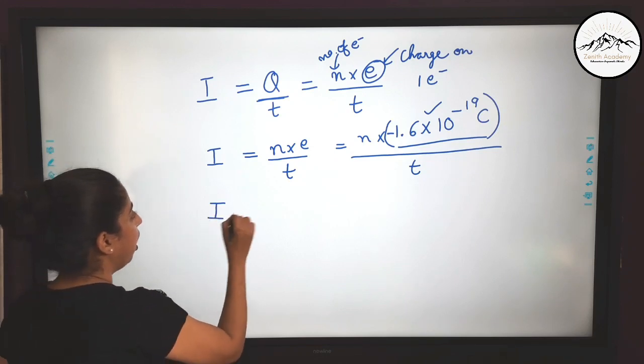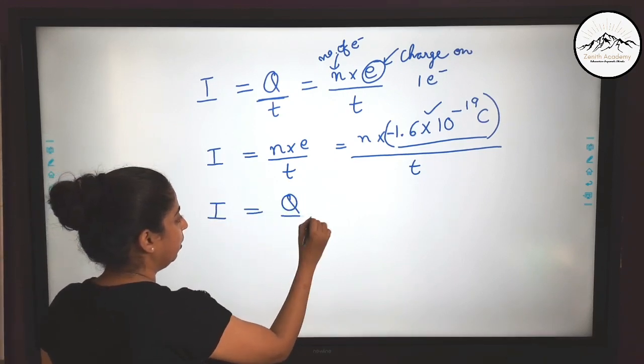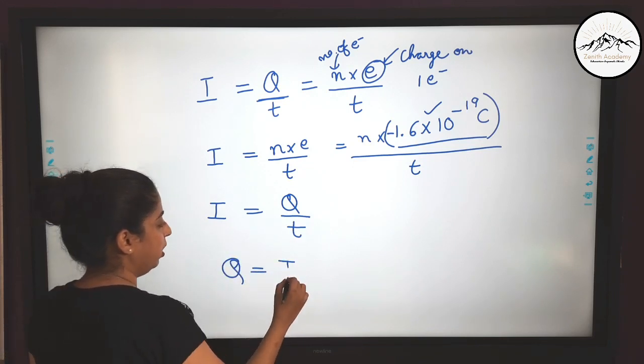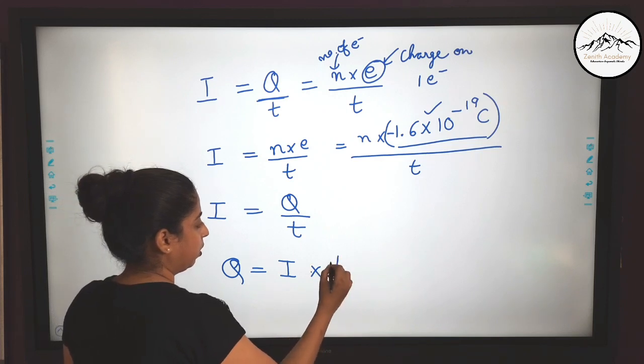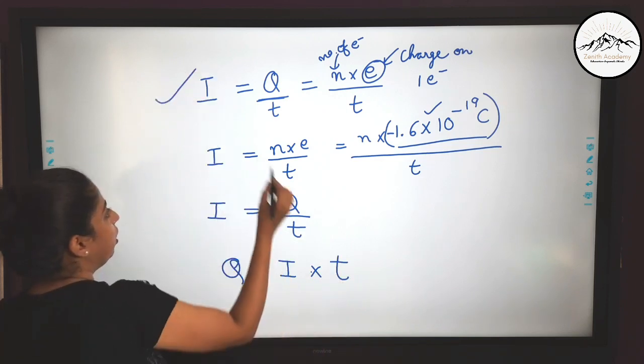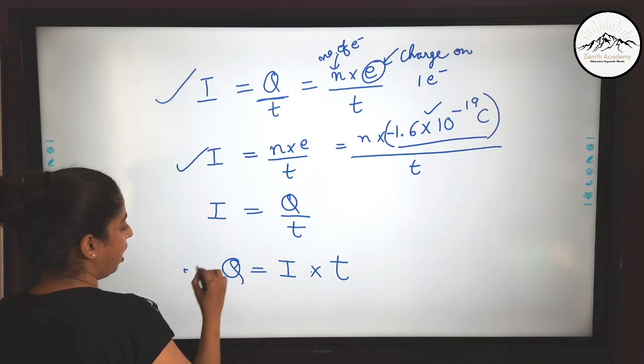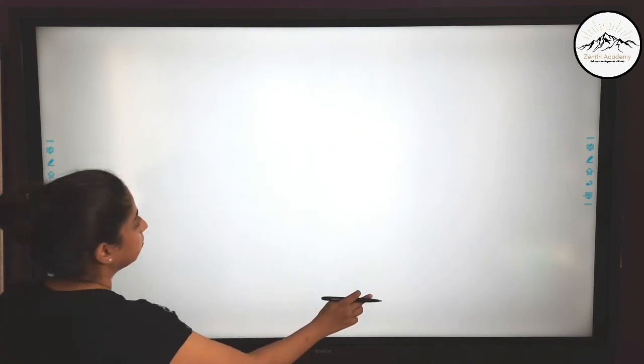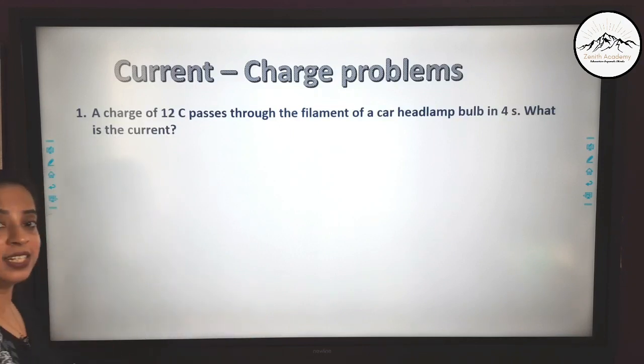Also, if I is equal to Q upon T, then we can say that Q, the total charge, will be I into T. So this formula and this formula will be used in doing the calculations of this chapter. So let's go ahead and see some sums.